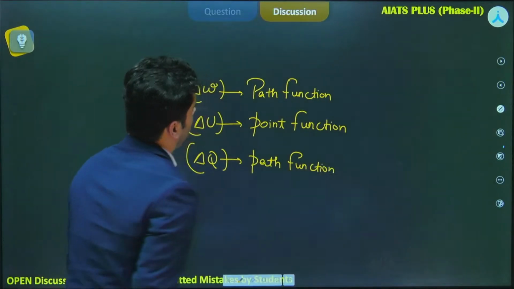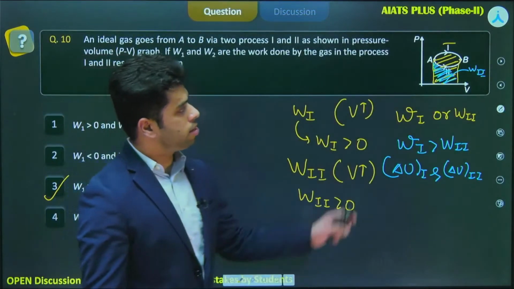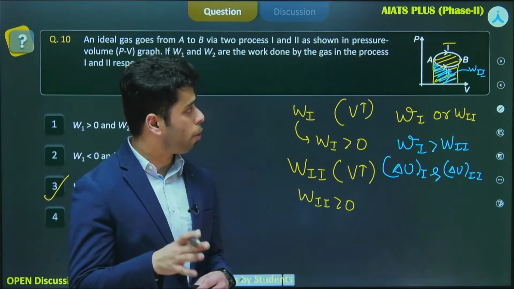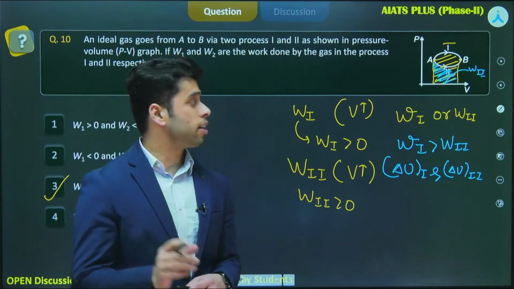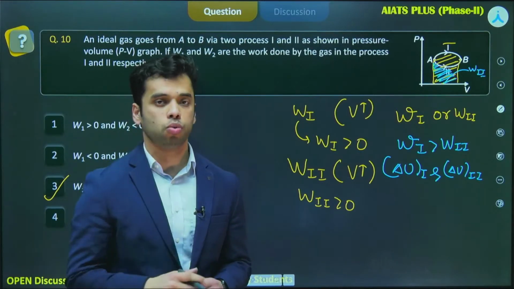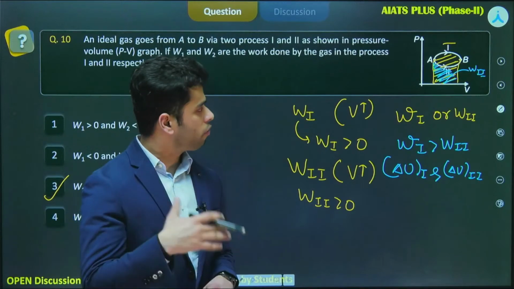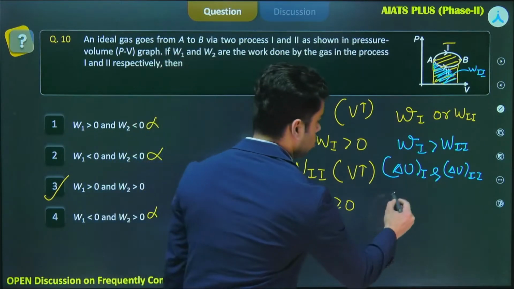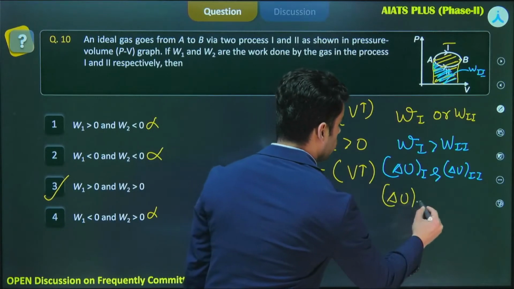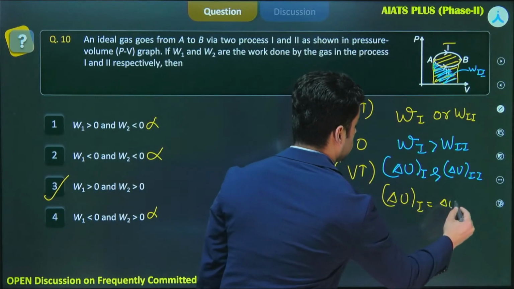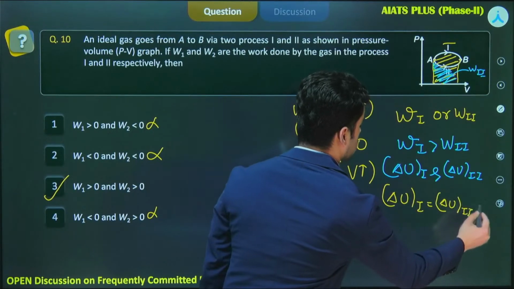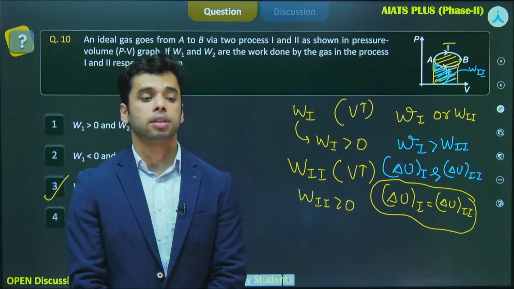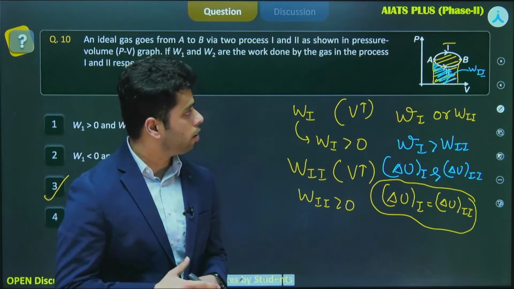While I was talking about process 1 and 2, you can see that delta U is a point function. If delta U is a point function, then the initial and the final states are the same, both for process 1 as well as for process 2. So if the initial and the final points are the same, delta U1 will be equal to delta U2. That is what I was asking you. These are the key concepts you need to keep in mind while solving such problems.